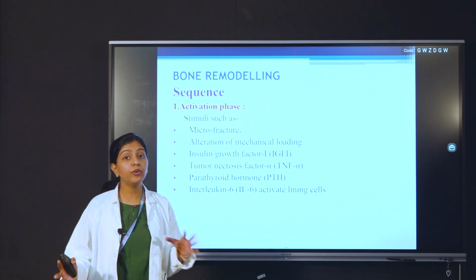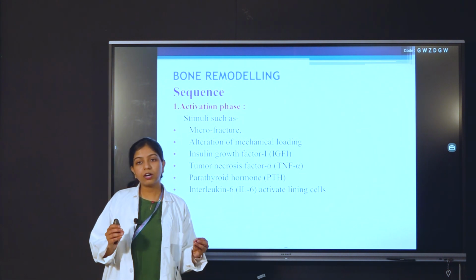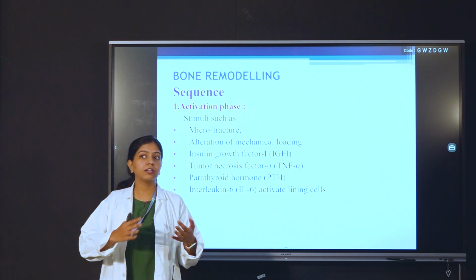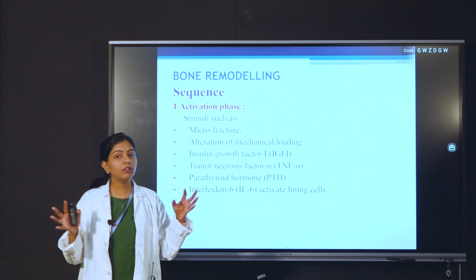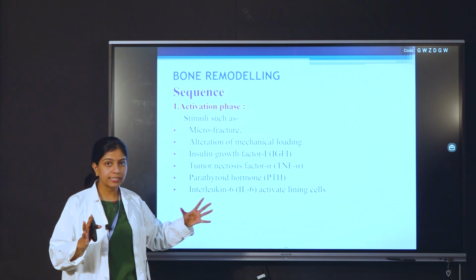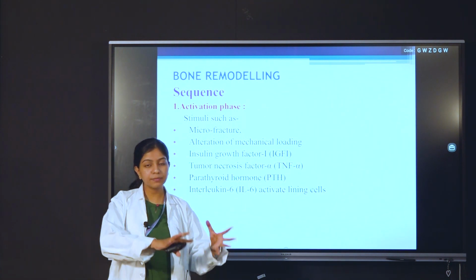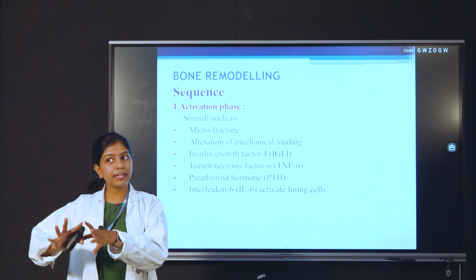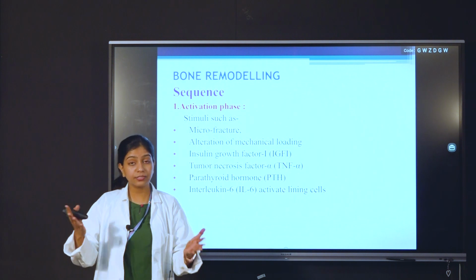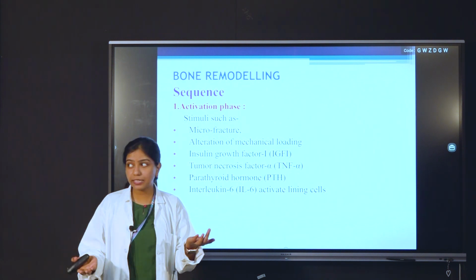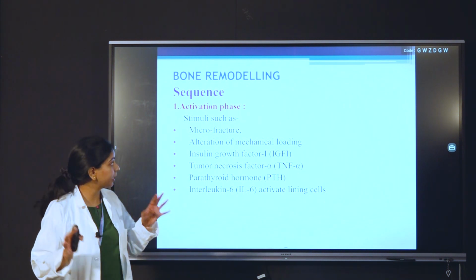Next, we should know how bone remodeling takes place. Bone formation cannot occur throughout your life, otherwise there would be huge bones. So there is bone remodeling, that is, in some places where bone is being formed, in the contralateral part of the same area there will be resorption occurring. This formation and resorption together is known as bone remodeling.